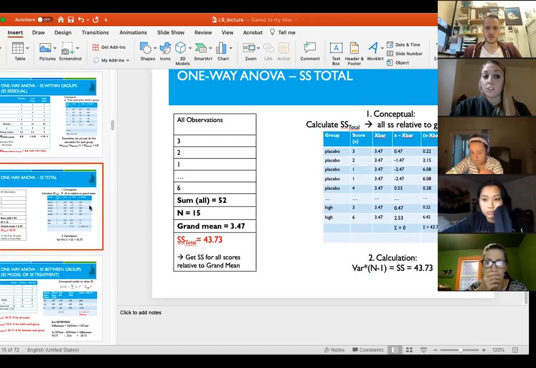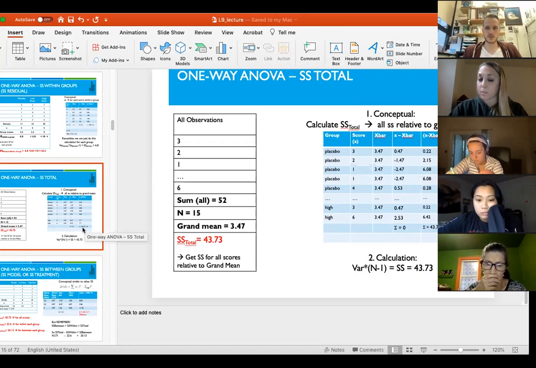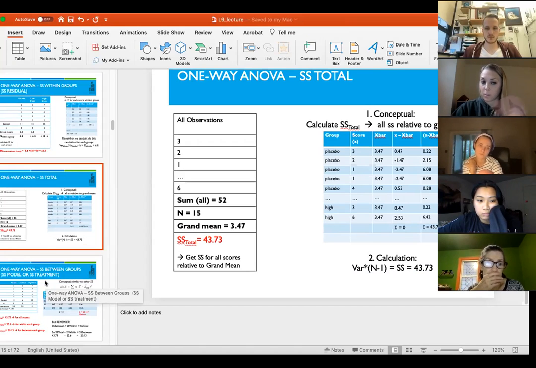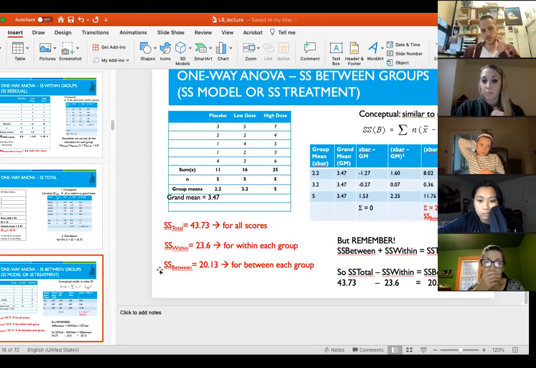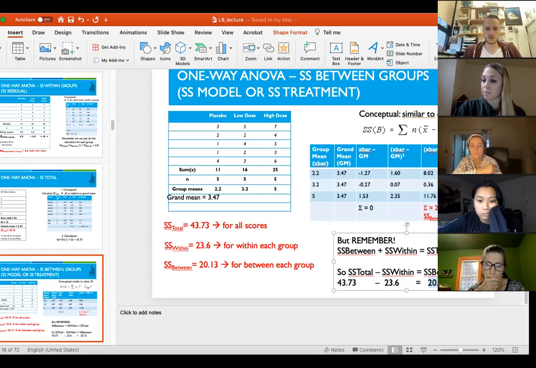So if you wanted to then calculate sums of squares between, now we have the total and we have the within. So now we're just missing the variance we can't explain, the between groups. We could just subtract our sums of squares total minus our sums of squares within, and this will give you your sums of squares between, because these two always add up to your sums of squares total. Your total is all the variability you have. You're just splitting it up.